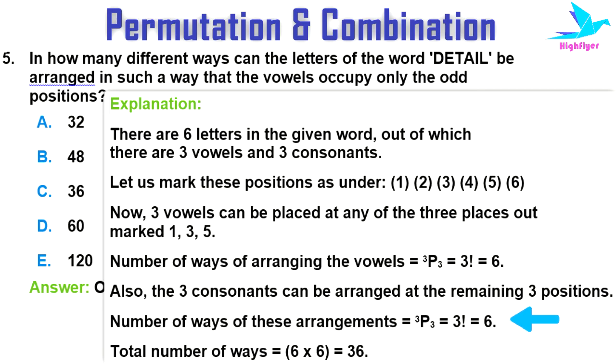Similarly, 3 consonants can be arranged at the remaining 3 positions. Number of ways these arrangements can be done is equal to 3 permutation 3, that is equal to 3 factorial, equals 6. So total number of ways is 6 into 6 equal to 36 ways.